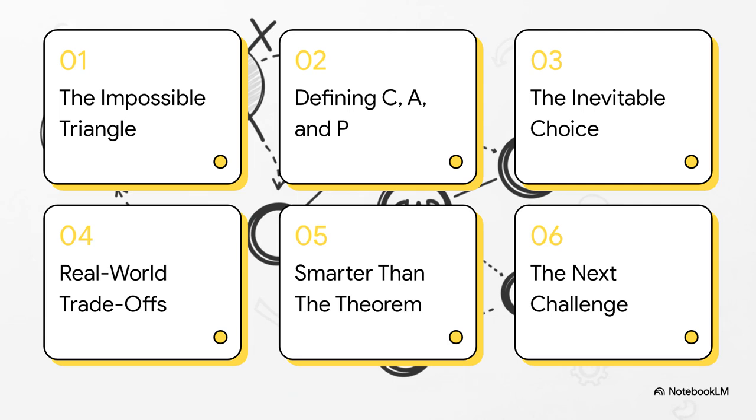Okay, so here's our game plan. First, we're going to uncover this impossible triangle that's right at the heart of the theorem. Then, we'll decode what those letters, the C, the A, and the P, actually mean. From there, we'll see how this whole thing forces an inevitable choice on system designers. We'll even explore the real-world trade-offs companies like Google are making, and this is the cool part. We'll discover how clever engineers try to cheat the system. And finally, we'll take a quick look at the next big challenges on the horizon.